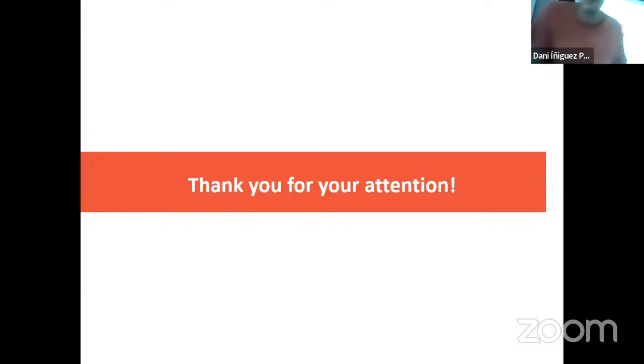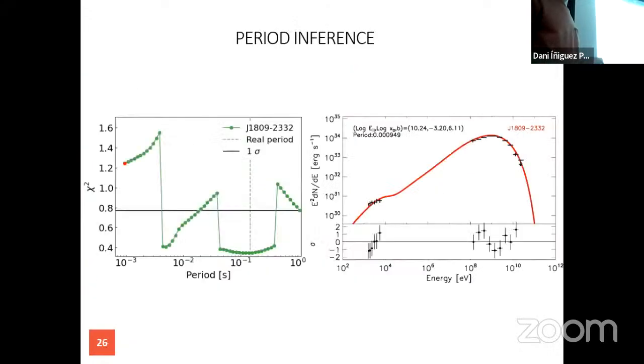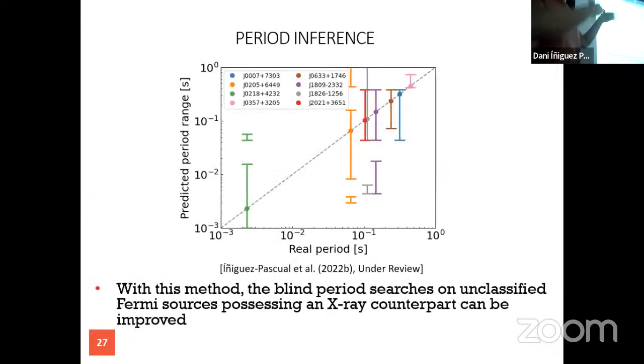Okay, so the question is which is the error in the estimation of the period in this period inference application. But we are not giving an exact value of the period, so there is no such error. What we do is only define a range of periods in which this period may be located.